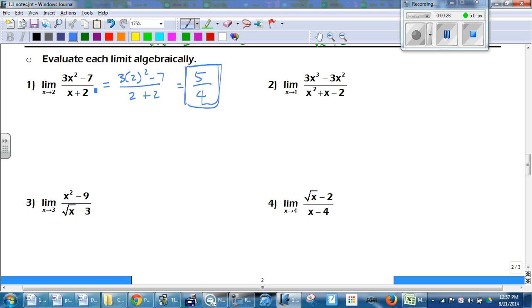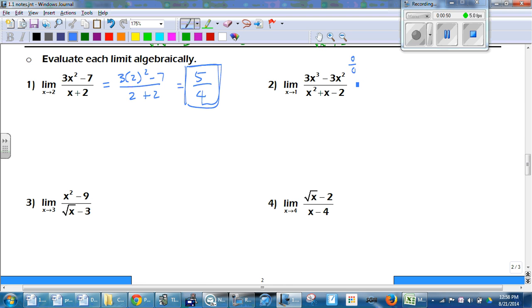Now, in most cases, you're not going to be that lucky that it's going to be that easy. So if we look at number 2, direct substitution here, if we try putting 1 in, this time I'm not going to write it all out. 1 cubed is 1 times 3 is 3. Here we get 1 times 3. So we've got 3 minus 3. We get 0 on top. On the bottom, 1 squared plus 1 minus 2 gives us 0. So we have 0 over 0.